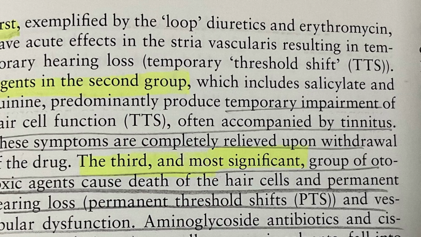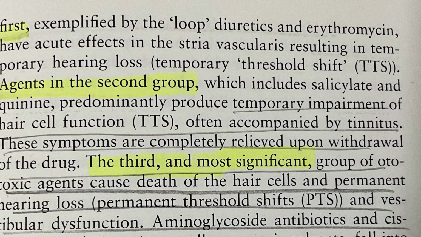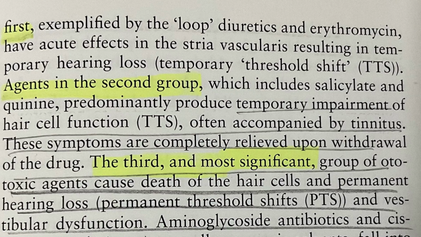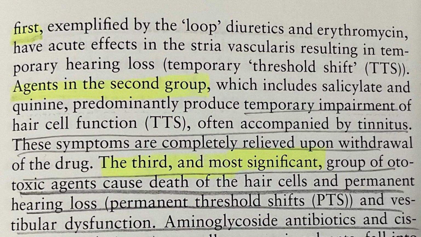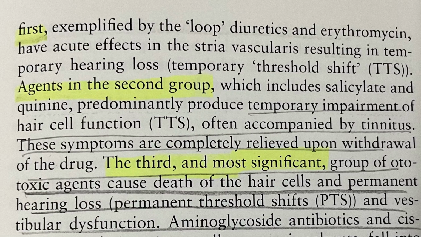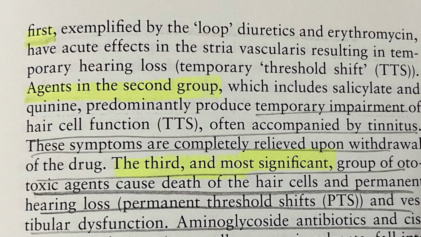These drugs cause temporary effects like transient hearing loss due to their impact on the stria vascularis. Loop diuretics, such as bumetanide and furosemide, are classic examples. These agents disrupt the delicate ionic balance in the cochlea, but cause no long-term damage once the drug is stopped.